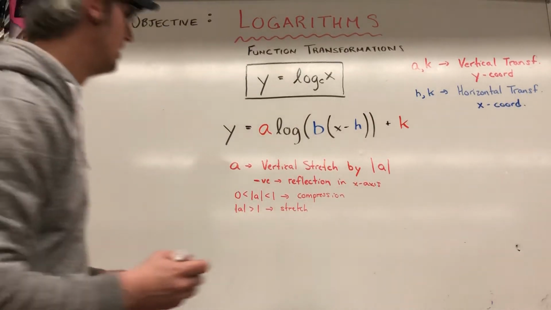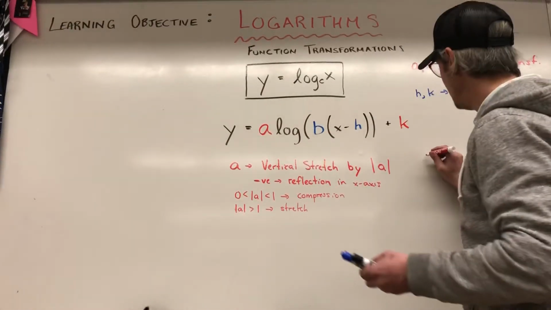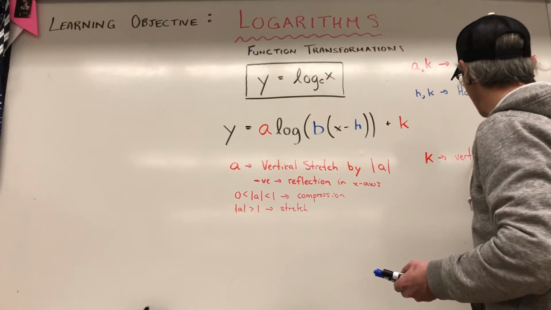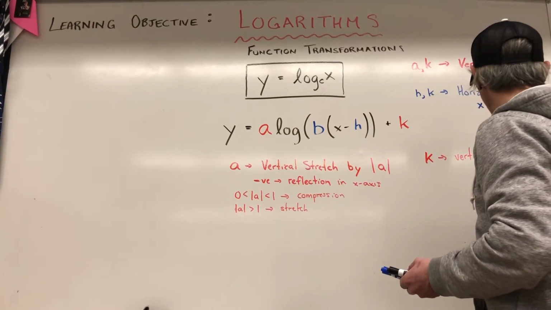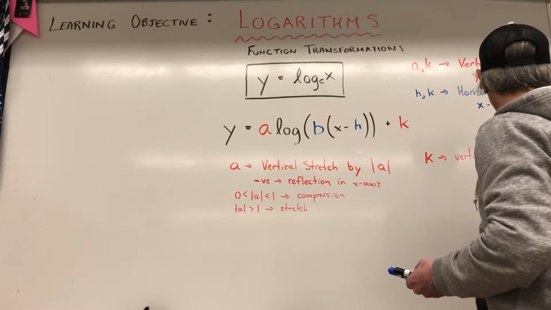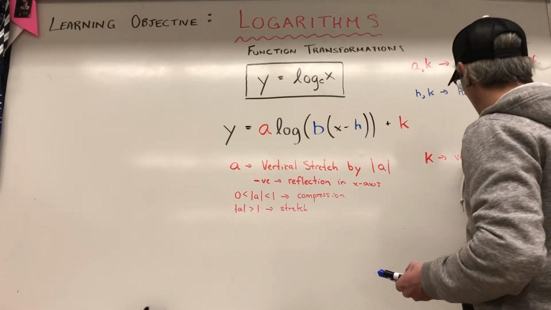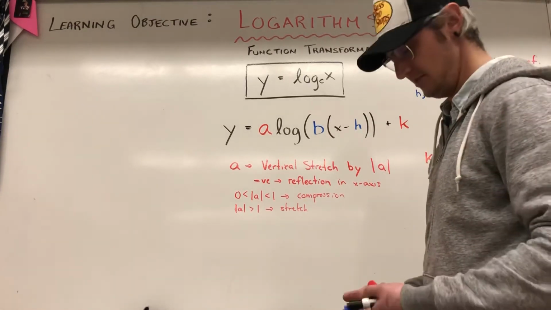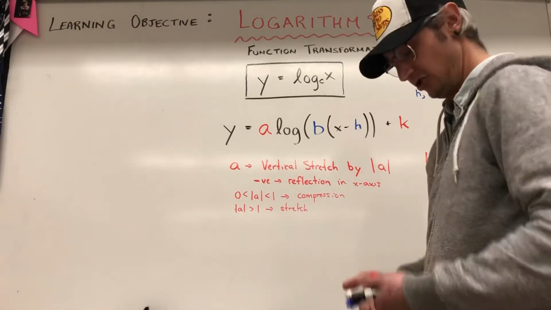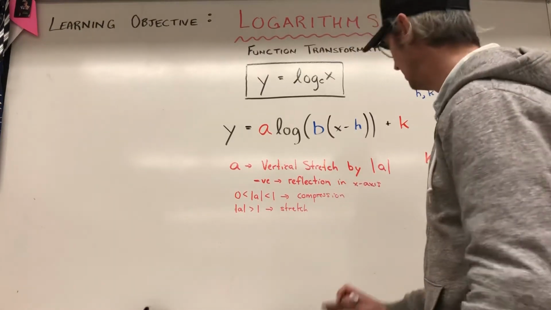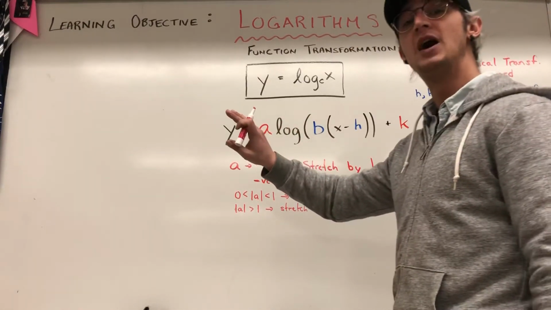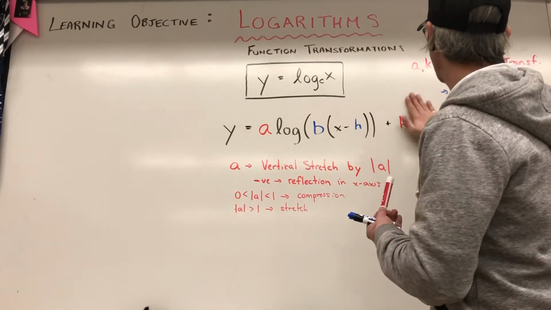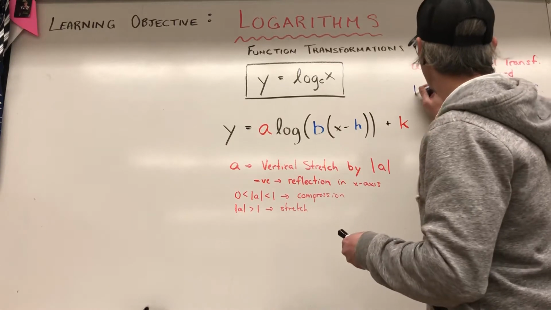And I'll do k here. k is easy. k is just my vertical shift or translation. Vertical translation, which is just another word for shift. Okay? So if k is positive, I'm just shifting my logarithmic function up. If it's negative, I'm just moving it down. Easy. And I always do my A and my B. I don't know why I wrote this wrong. I'm sorry, guys. This should have been b and h. I apologize.